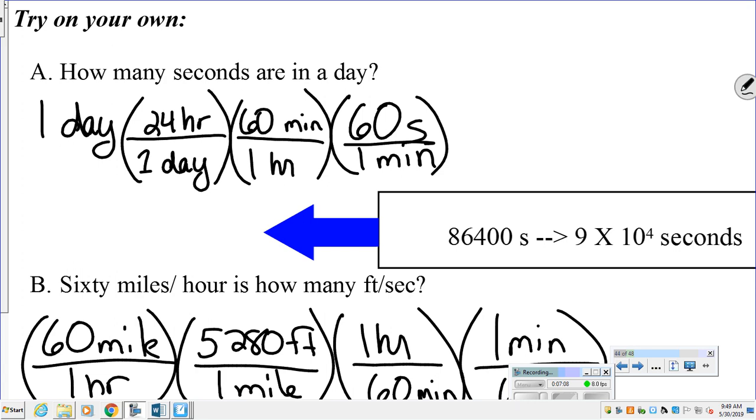All right, so let's see how you did. Number 1, seconds in a day, 9 times 10 to the 4th seconds. You could maybe treat this like unlimited sig figs, but I decided to go with 1 sig fig, which is why I represented it in scientific notation and rounded it.